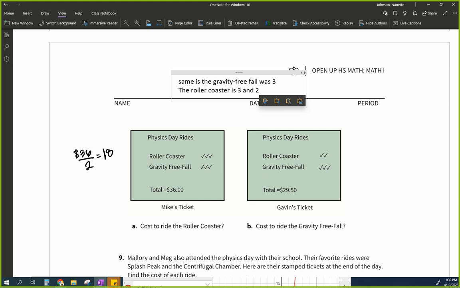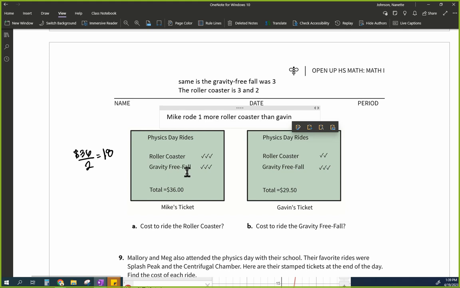Here's another way of saying it. Mike rode the roller coaster 1 more time than Gavin, but everything else was exactly the same. Does that make sense? Are you guys all comfortable with that?